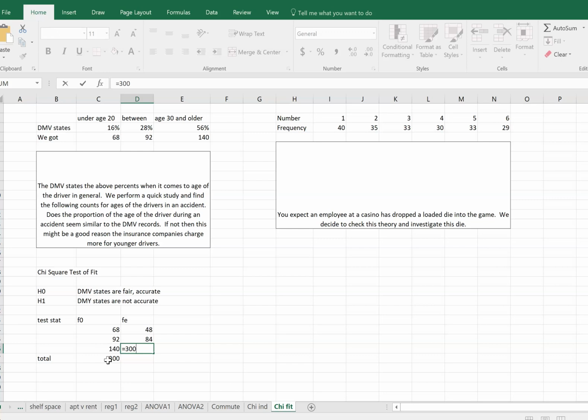Last but not least, you have 300 people in your survey, and according to my data above, 56% are going to be from the bracket of 30 and older. So there is my breakdown. And you can notice when you sum these up, once again, you get 300. So what you get is the observed versus what's expected based on the statistics given to you.